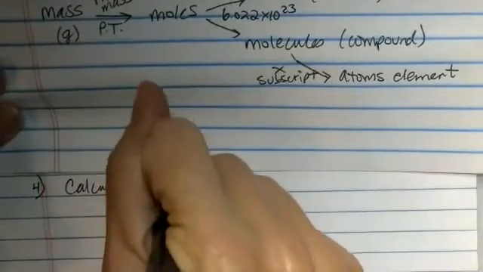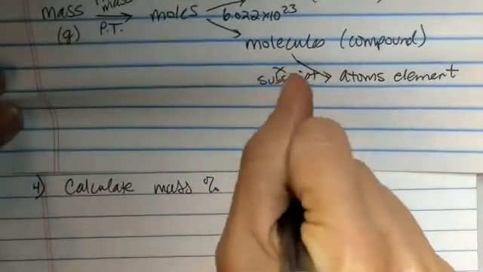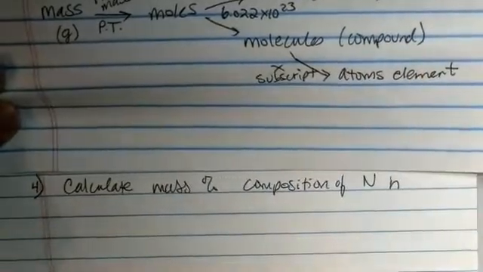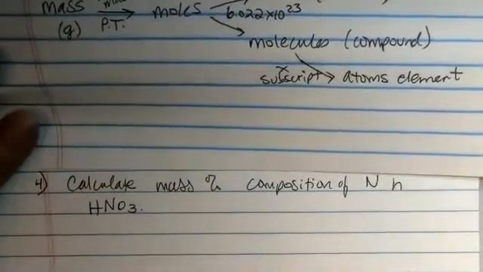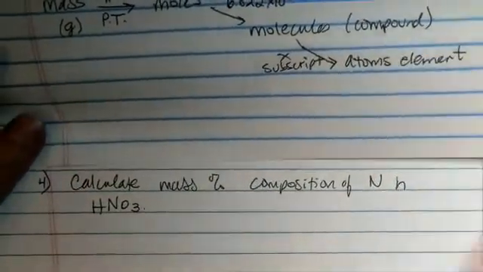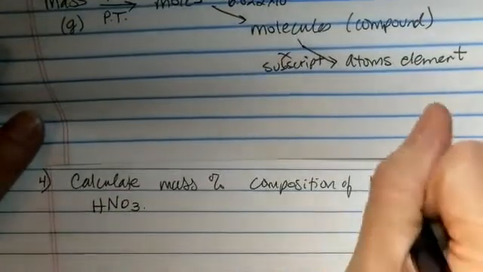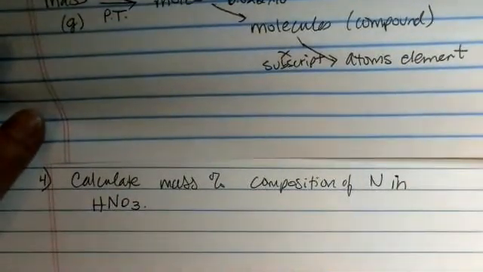So the next thing I want to talk about is empirical and molecular formulas, and I've got percent composition to do first. This is a percent composition question I pulled out of the homework, and it says calculate the mass percent composition of nitrogen in HNO3, nitric acid. So we want to figure out the mass percent composition of nitrogen in nitric acid, HNO3.